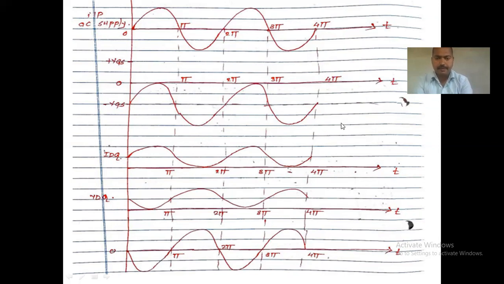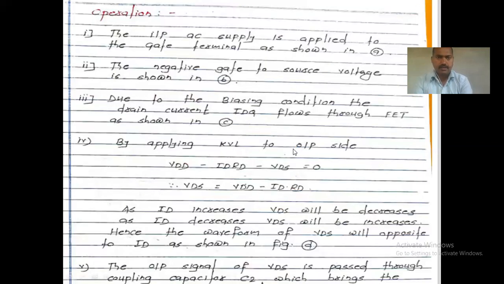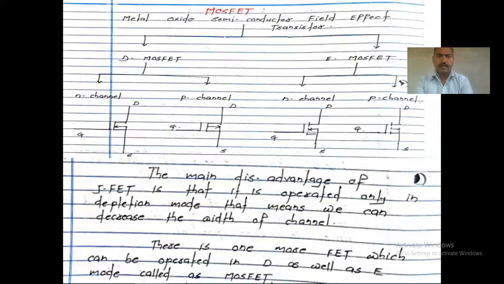This will be the revised part. Now, actually, we have seen the metal oxide semiconductor field effect transistor. I will just tell you something related to the FET, that is JFET and MOSFET, and then we have to start the same thing.